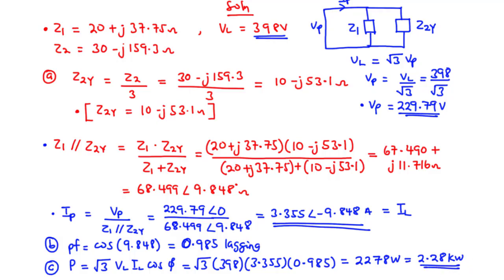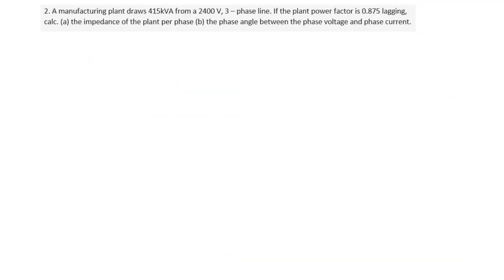So now let's move on to the next example. Example 2. A manufacturing plant draws 415 kilovolt amperes from a 2400 volts three-phase line. If the plant's power factor is 0.875 lagging, calculate A, the impedance of the plant per phase, and then B, the phase angle between the phase voltage and phase current.